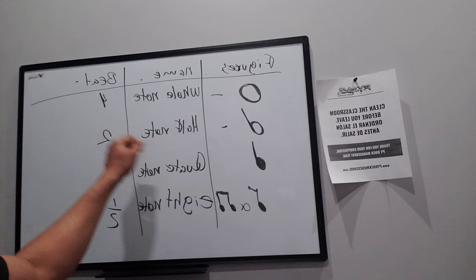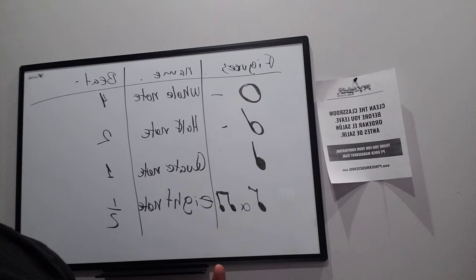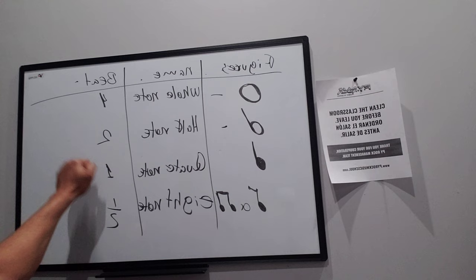In the quarter note, we have to play 1 time per beat. The quarter is separated in 4. You have to play 4 times in 4 beats, like 1, 2, 3, and 4.